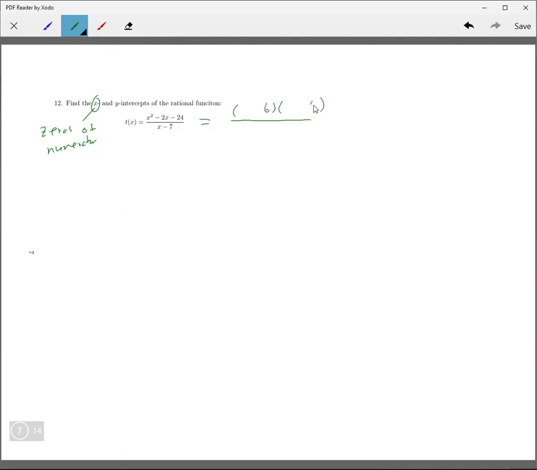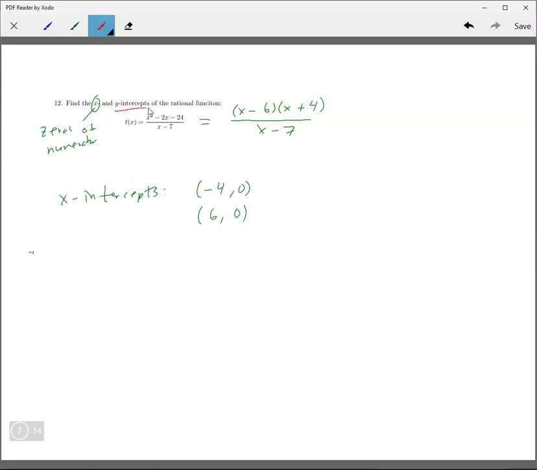Let's see. Looks like 6 and 4. So x minus 6, x plus 4, and that's all over x minus 7. Okay, so nothing canceled out, so good. So that means that the x-intercepts, there are going to be 2 of them. So -4 and 6. So (-4, 0) and (6, 0). Those will be your x-intercepts, and those are the zeros of the numerator.